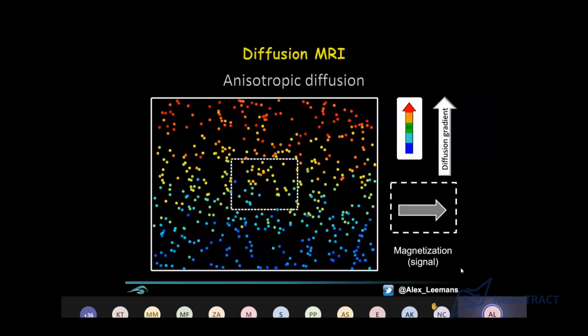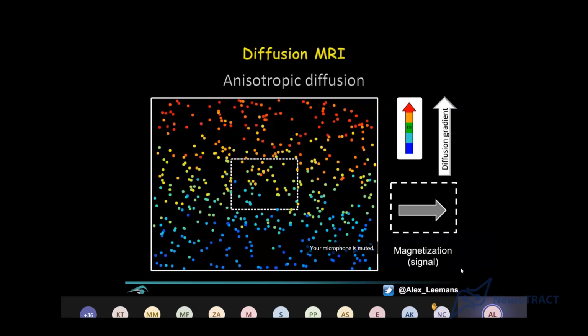Okay? And so the take-home message here is that with diffusion MRI, if you're acquiring data and the underlying tissue shows large amounts of diffusion in the same orientation of your diffusion gradient, so you'll be looking in a specific orientation with the gradient, if there's a lot of diffusion along that axis, then your signal goes down.